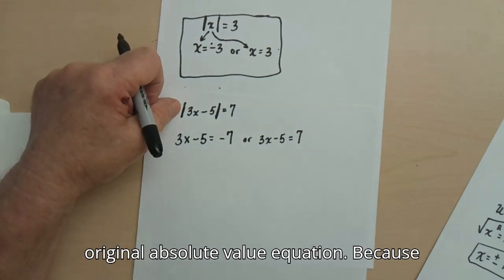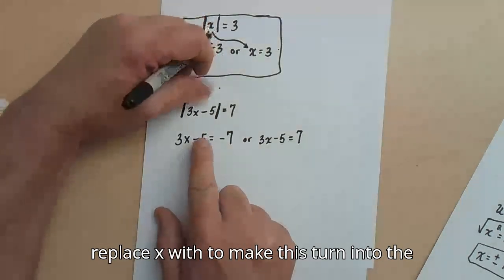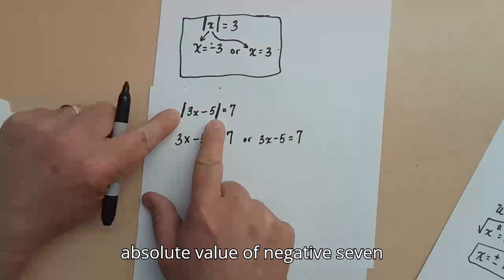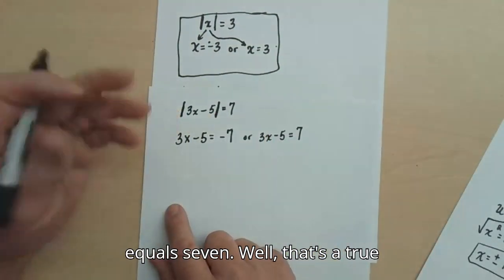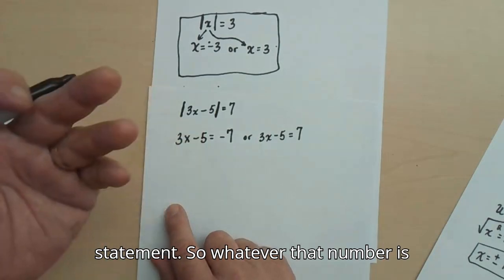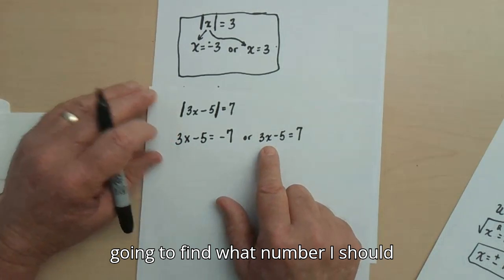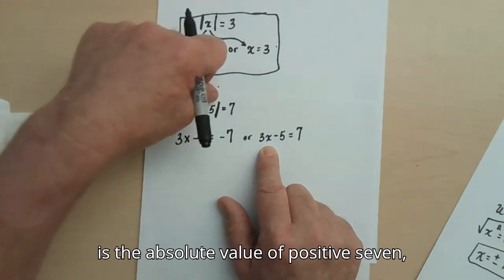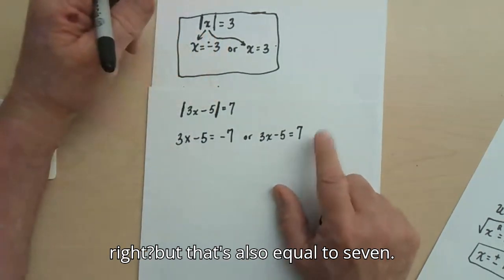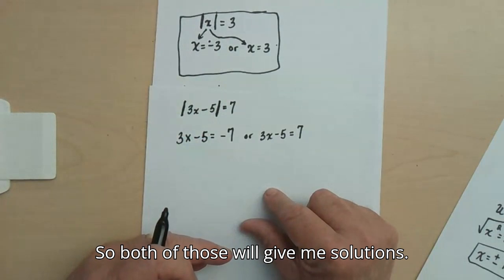and both of the solutions I get will solve this original absolute value equation. Because here I'm going to find the number I would replace x with to make this turn into the absolute value of negative 7 equals 7. Well, that's a true statement, so whatever that number is must be a solution, right? And here I'm going to find what number I should replace x with so that what I get up here is the absolute value of positive 7, right? But that's also equal to 7. So both of those will give me solutions.